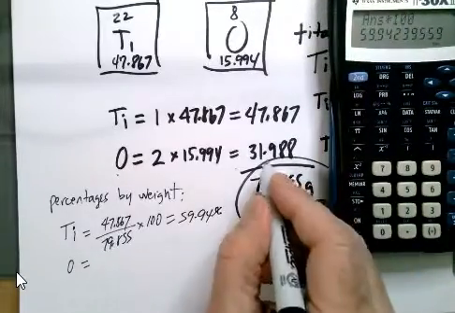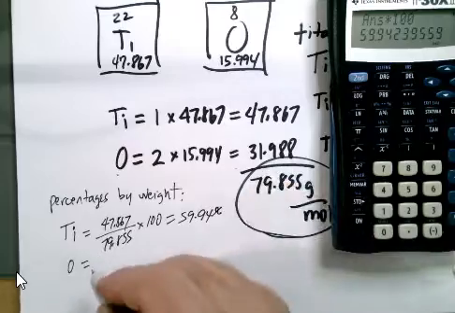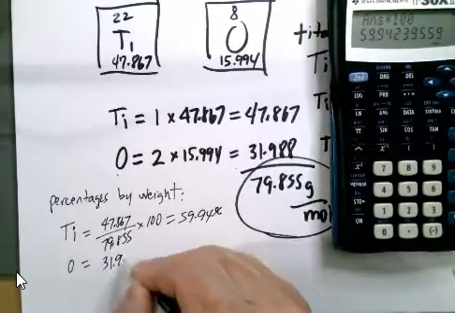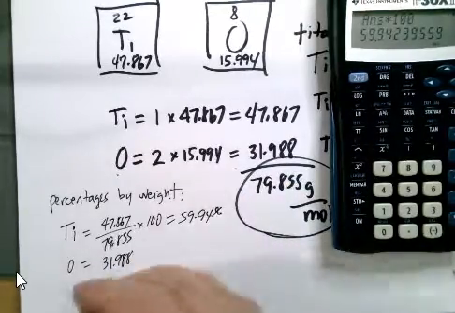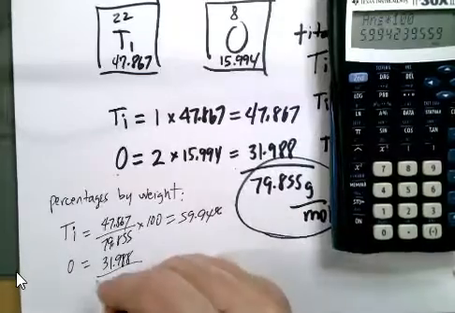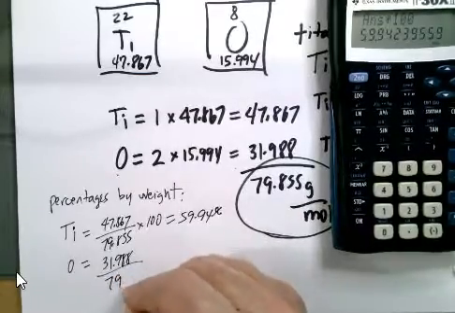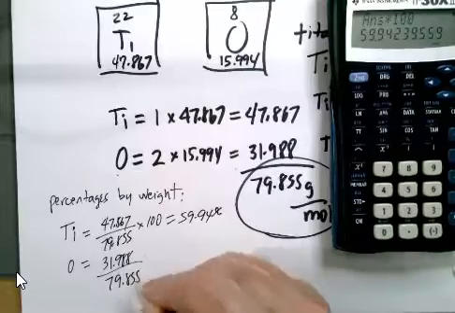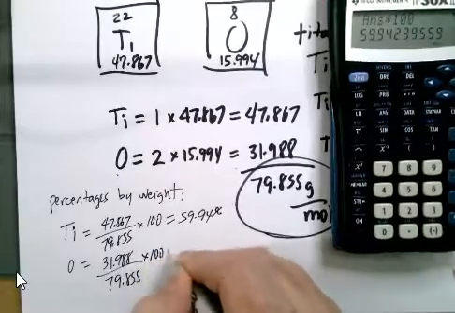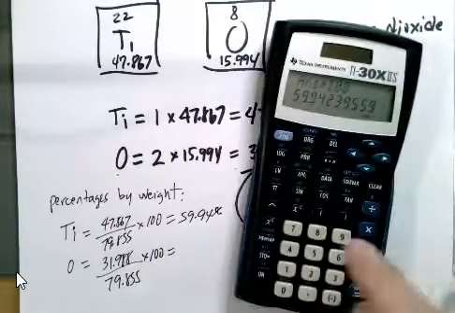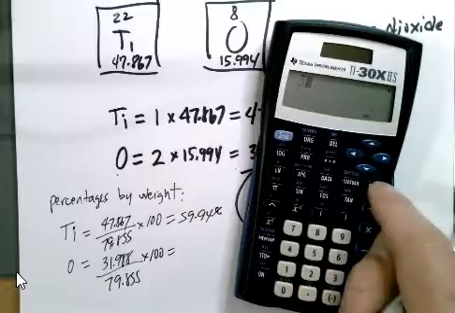For oxygen, we have 2 moles of that weigh in at 31.988 grams. Divide that by the total mass of the compound. Multiply by 100. Let's hit clear.